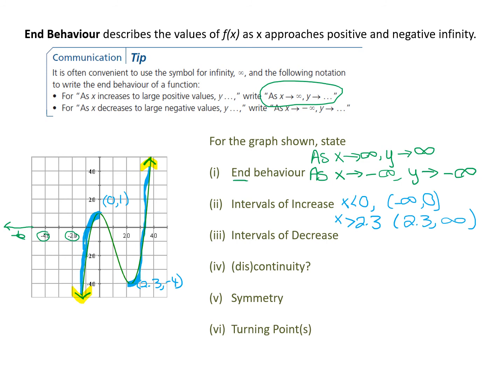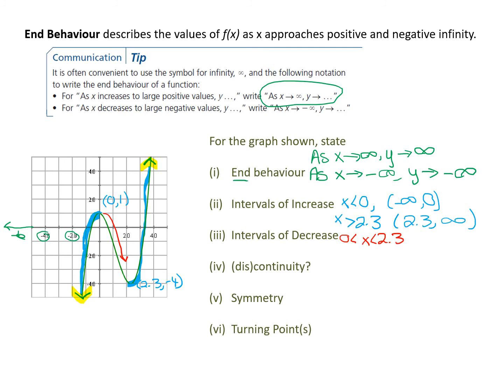So it's decreasing here. The graph is coming down here. This is an interval of decrease. So writing that the old way, I would say it's decreasing. We always use x values, so it's from low to high. So x is greater than 0 and x is less than 2.3. That's the interval of decrease.